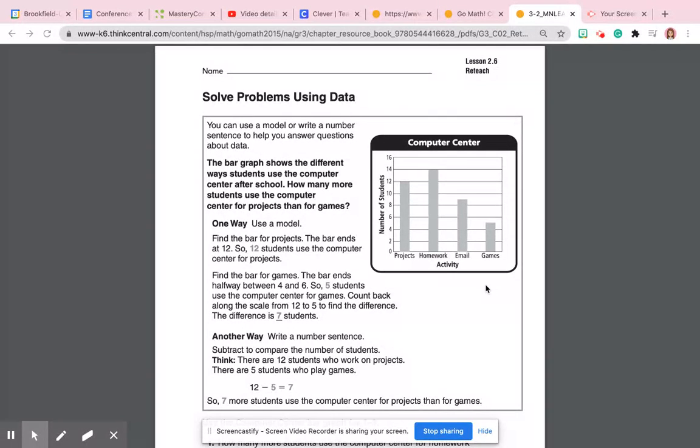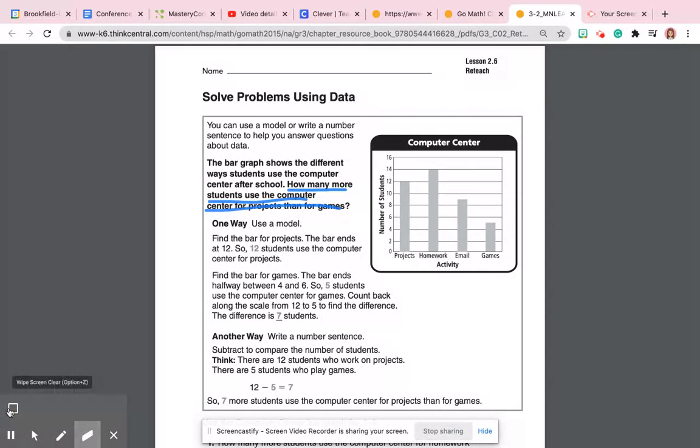The bar graph shows the different ways students use the computer center after school. How many more students use the computer center for projects than for games? So, in math, we always do what with the question? I know that my teacher taught me we always underline the question. That is part of our cube strategy, right?